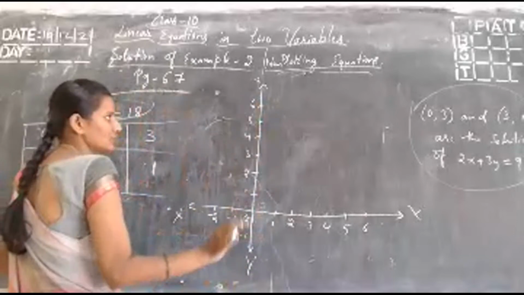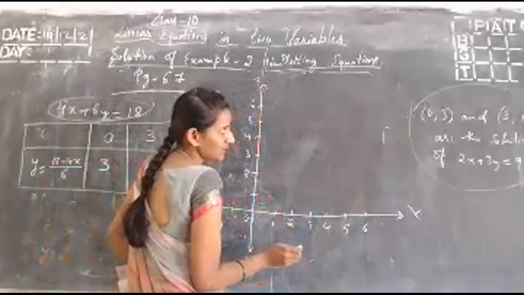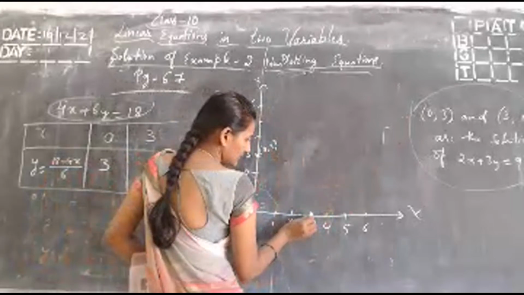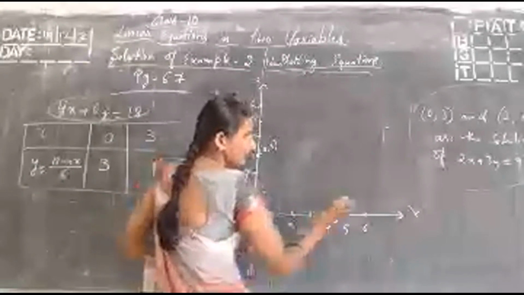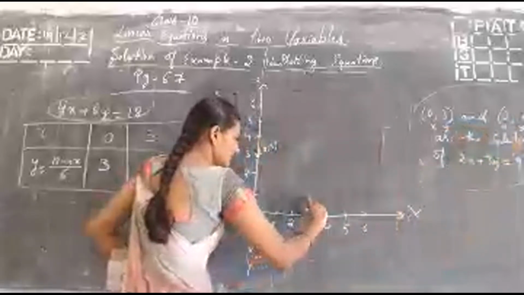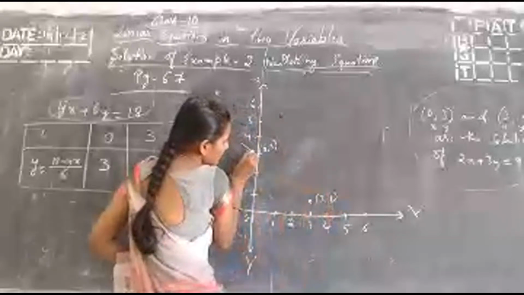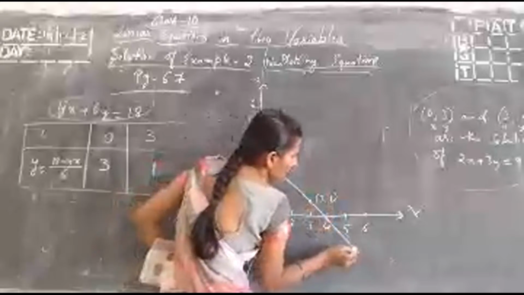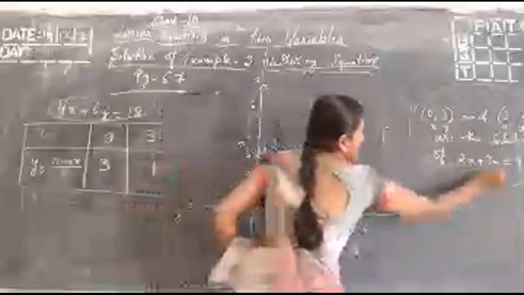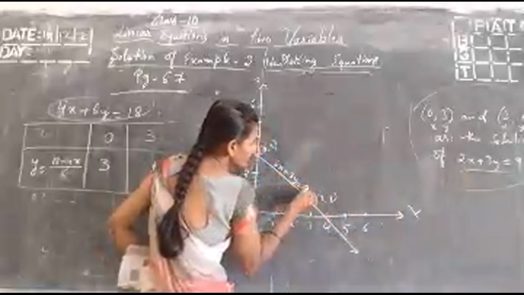See here. What are the solutions of the first equation? That is 2x plus 3y is equal to 9. 0, 3 means here 0, 3 and 3, 1. This is x and this is y. X is 3 here, y is 1, so it comes here. That is 3, 5. So join these two lines. Which equation does this represent? This equation, 2x plus 3y is equal to 9.